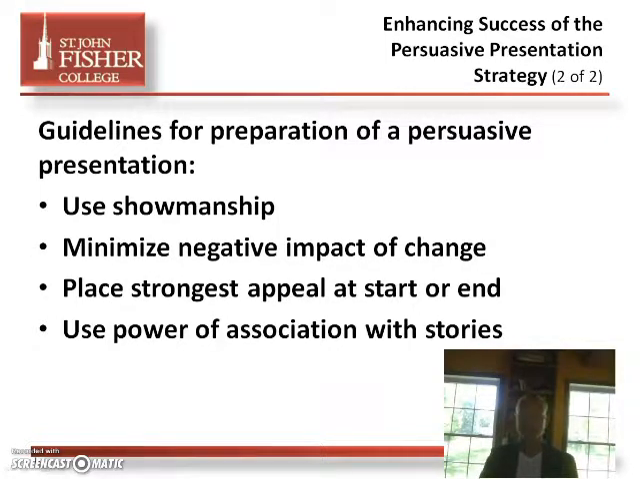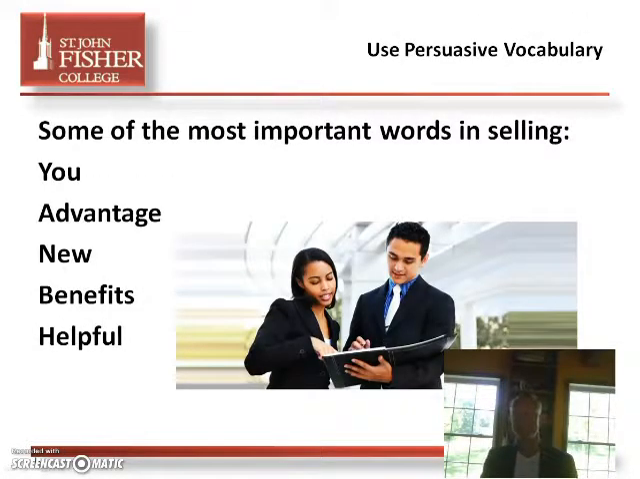And use the power associated with stories and the current situation. That's why the current situation is so important. And then finally, use persuasive vocabulary. Advantages: use the prospect's name a lot. Prospects like to hear their name. They like to hear the name of their company. Talk about benefits. Talk about being helpful. Talk about solutions to problems, those types of things.